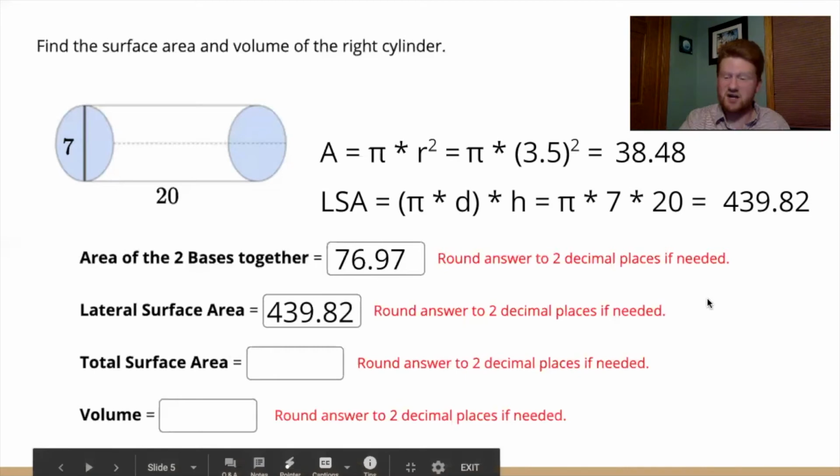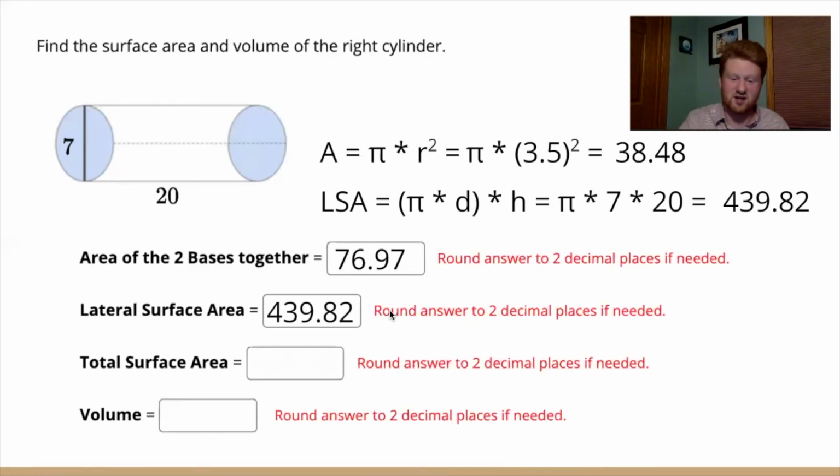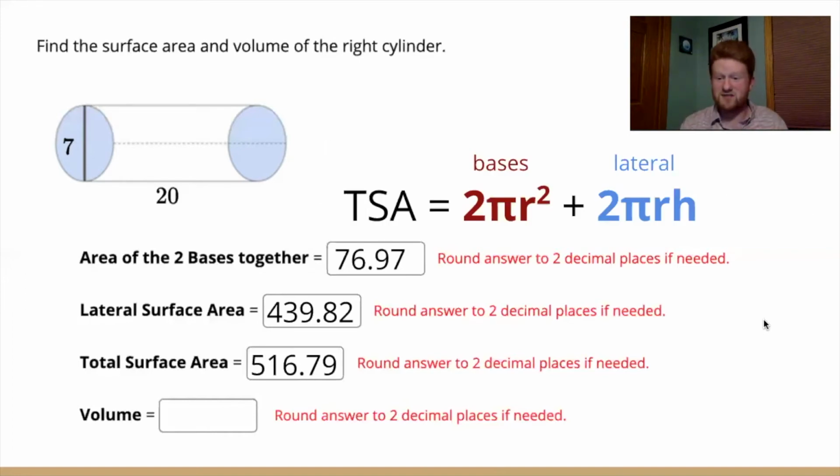And for total surface area, all we need to do now is add together the area of the bases and the lateral surface area. So 76.97 plus 439.82 is 516.79. So for your reference, if you're looking back at this video for help, this is a basic formula for the total surface area of a cylinder, where this is the area of the 2 bases, and this is the area of the lateral sides right there.